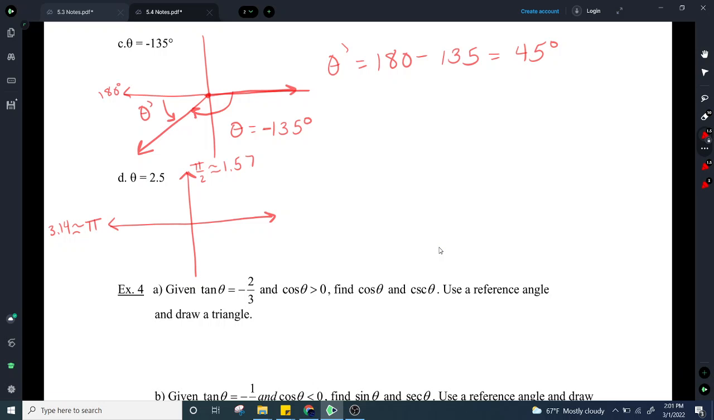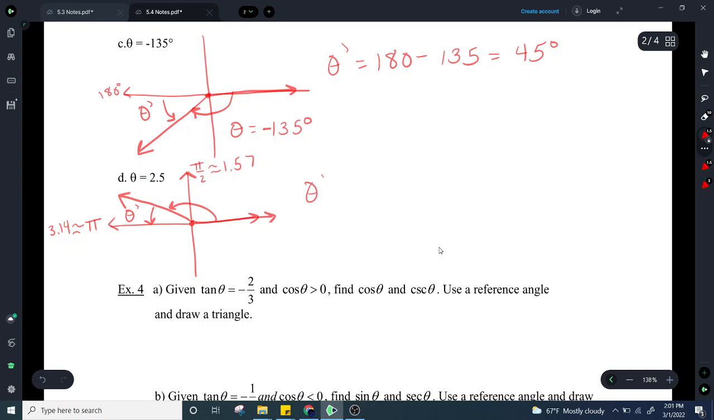So if I want to go 2.5, where does that put me? Well, that puts me right into that second quadrant. So here's my angle. I'm going to rotate into the second quadrant, maybe right about there. Okay, my reference angle then would be right here. This would be theta prime.